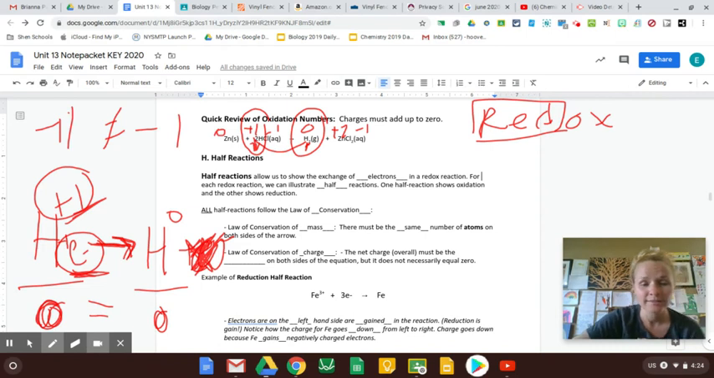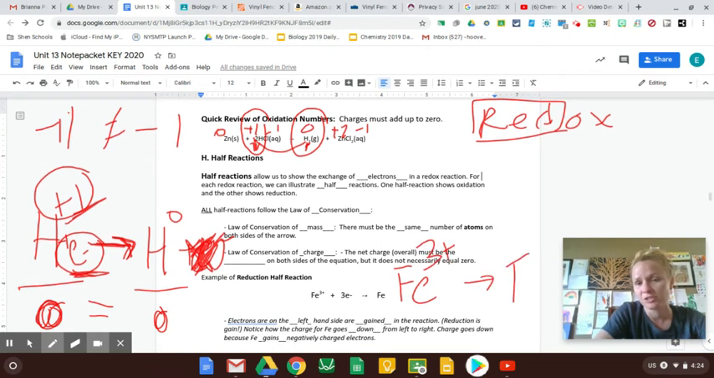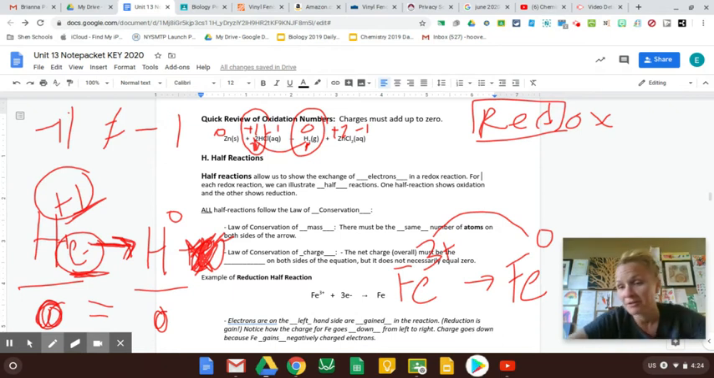All right, let's look at a little harder one. If you were writing one for iron, you said once upon a time iron was 3+, and it became just regular old iron with a 0 charge. It looks like there was a change of 3 electrons. Where do I put it? So 2 ways to figure it out. Both are kind of hard, I guess.